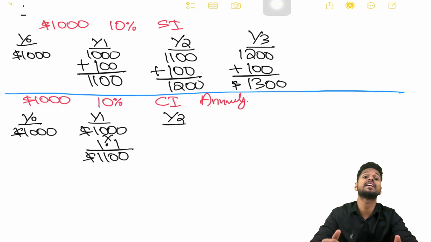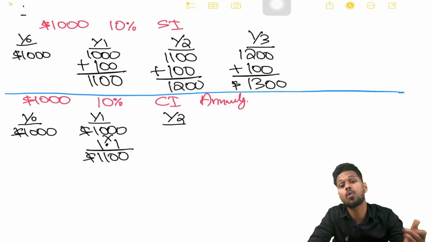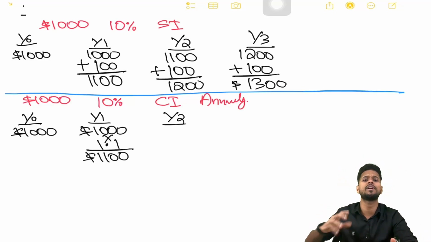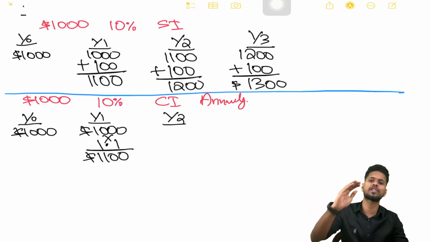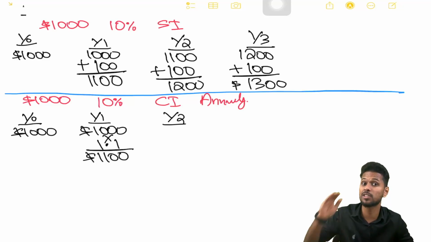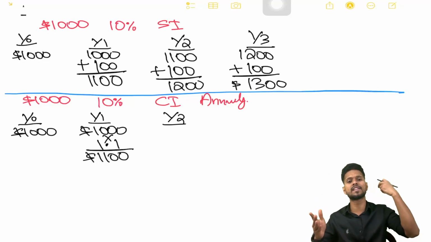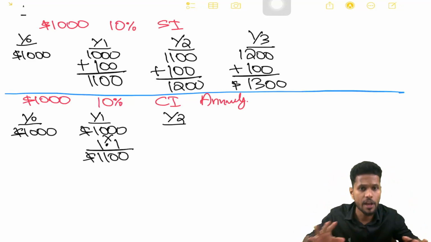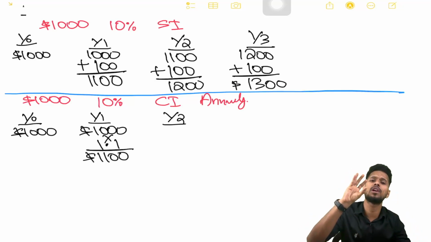So here the interest is calculated not on 1000, but on 1100. You will receive the interest on the full amount. Full amount means the principal amount as well as the previously received interest. The principal amount is 1000, the previously received interest is 100, so 1000 plus 100 is 1100. You will receive the 10 percentage interest on these 1100, not on this 1000. If it is simple interest, you will receive the interest only on 1000.